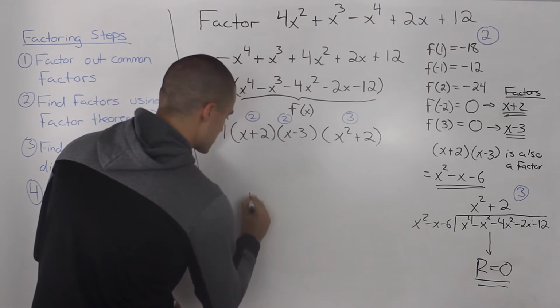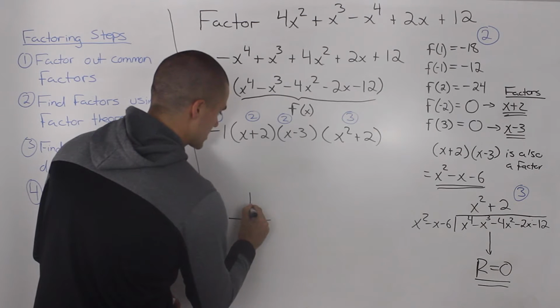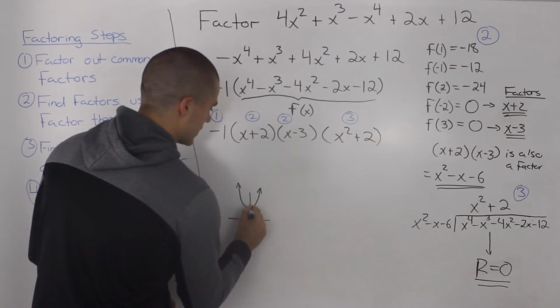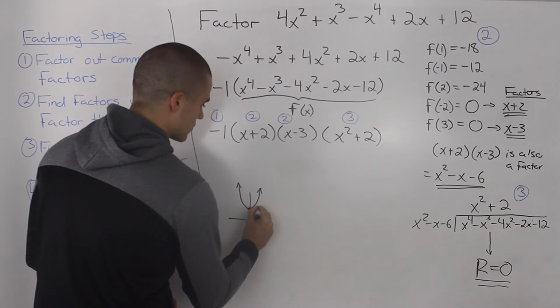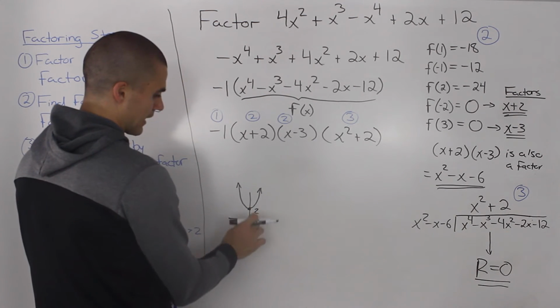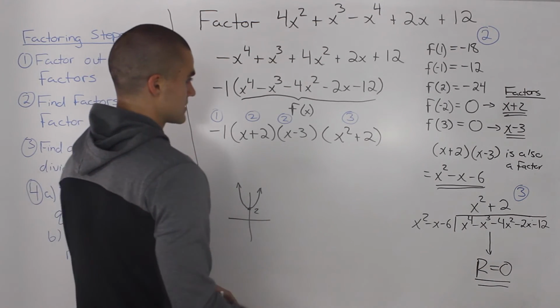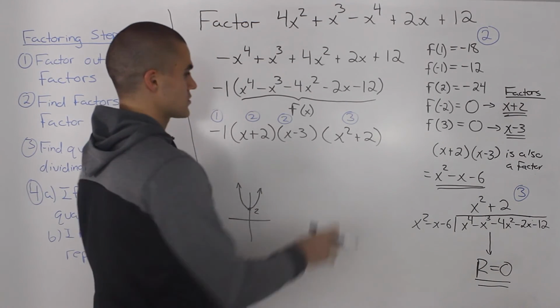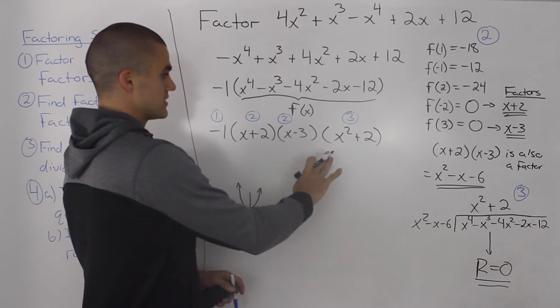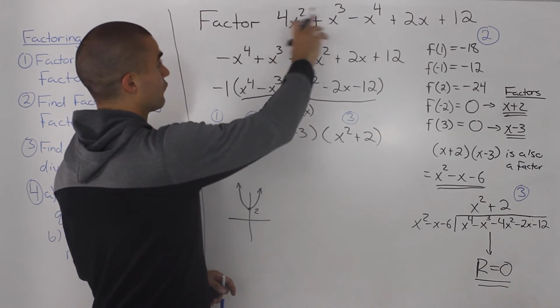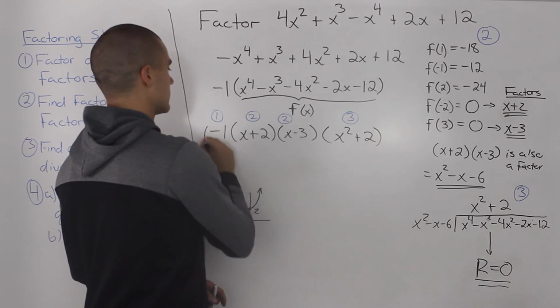Basically, x squared plus 2, if you remember, looks like this: it's just a quadratic that's shifted up by 2 units. So the y-intercept is 2. And notice how it doesn't go through the x-axis. So there are no roots to it. So you can't factor it. So this is our final result. This is the final factored form for this polynomial that we had here.